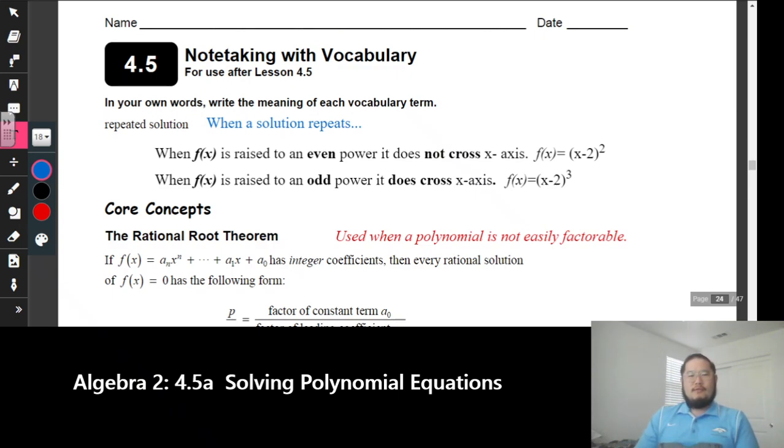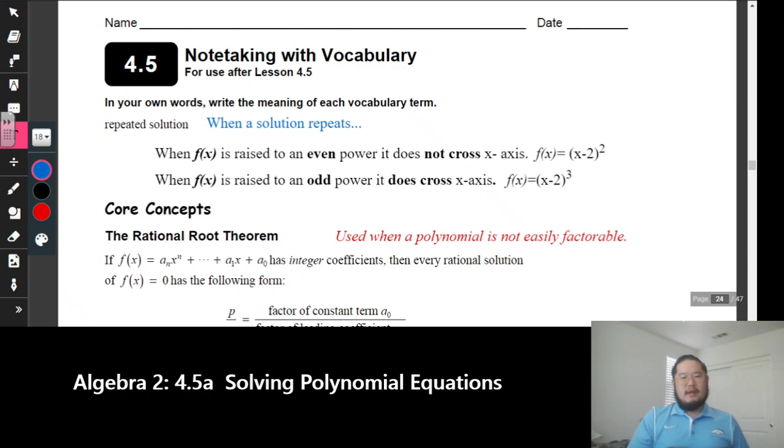In today's lesson, 4.5, we're going to look at solving polynomial equations. Now we're going to split this up into 2 days. The first day is primarily about graphing and using the factoring tools that we learned in 4.4 to help us find the solutions in today's lesson.